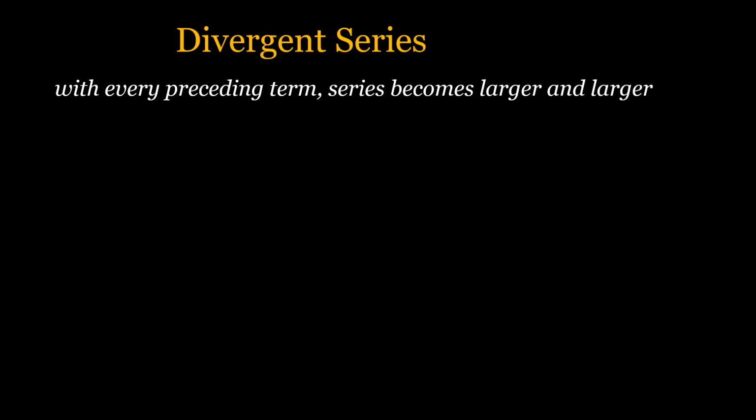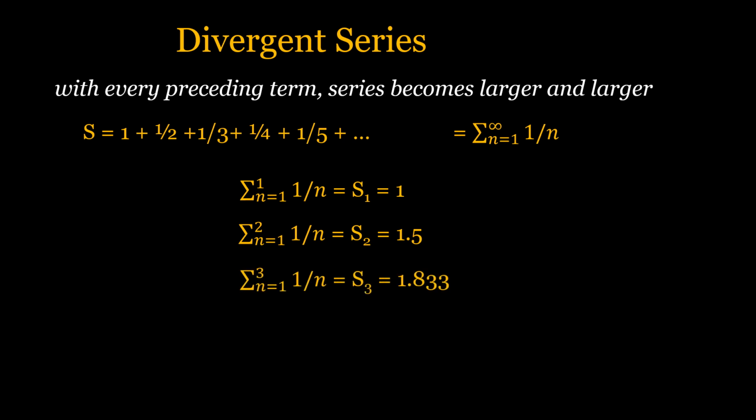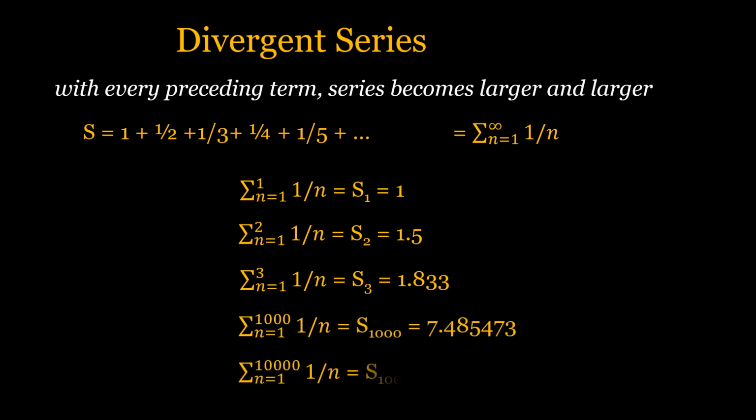Let's test if harmonic series is divergent. Here's the harmonic series. To see if this series diverge, we need to check if, by summing up preceding terms, series become larger or not. S1 is equal to 1, S2 is equal to 1.5, S3 equals 1.833. Now, skipping to the higher terms, S1000 is equal to 7.48547, and S10000 equals 9.68761. As the sum up to 10,000th term consistently increases, thus, harmonic series is a divergent series.